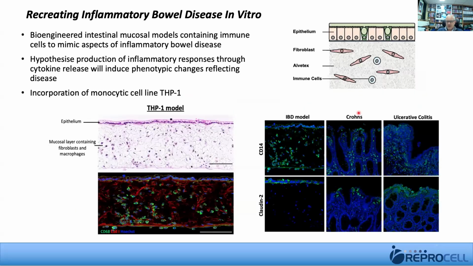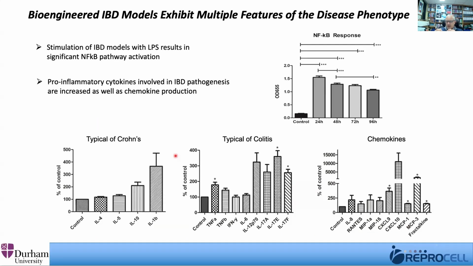So the first is in relation to incorporation of the immune cells into the model, and you can see the intestinal model here, and the CD68 staining of the immune cells is very apparent inside the system. So they're definitely there and present, and we can then stimulate them to release cytokines. We can do that in this case using LPS as one example of the stimulator, and the profile of cytokines and chemokines produced from those models is similar to what you see in Crohn's and colitis.